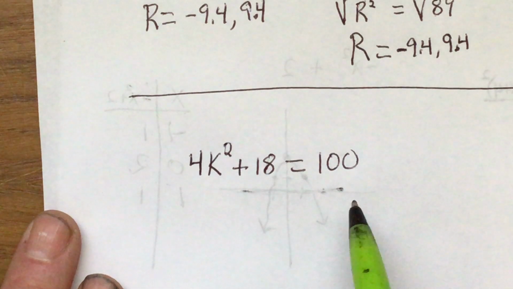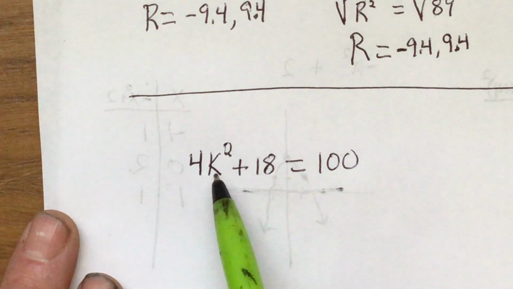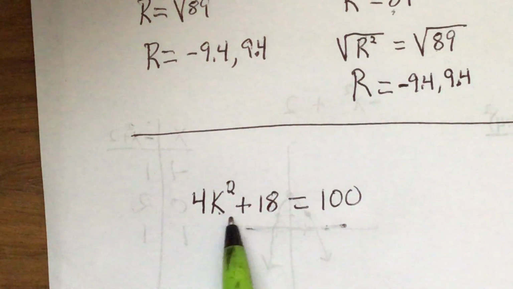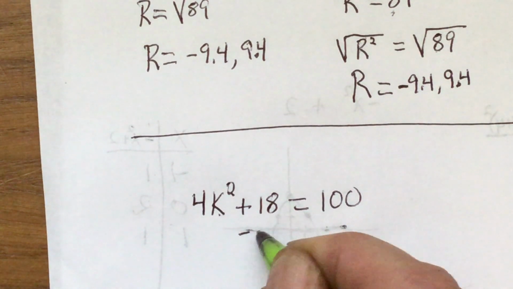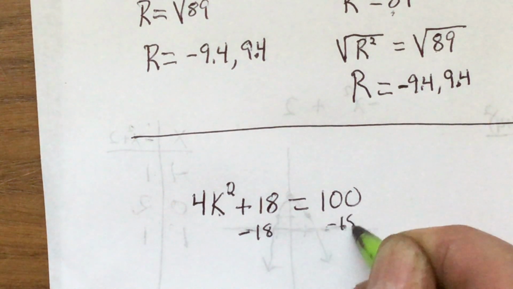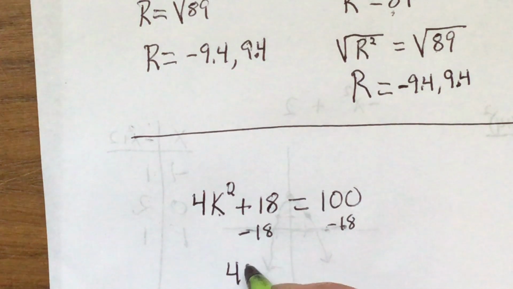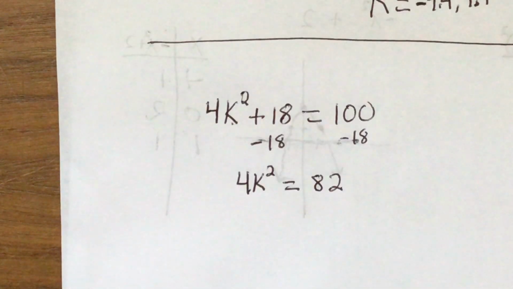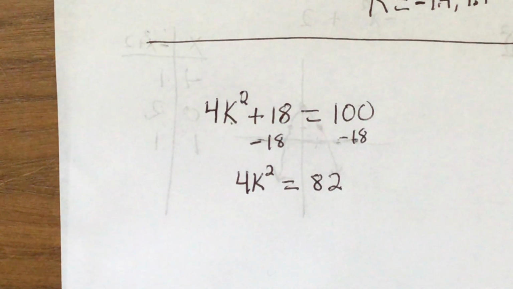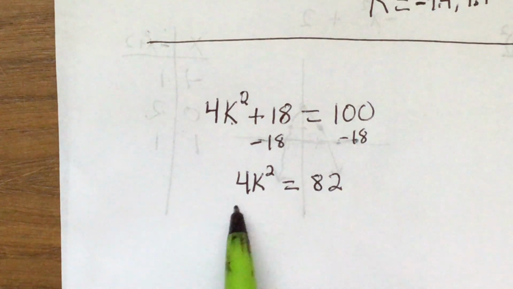Okay, start with PEMDAS backwards. What our goal is, get this k by itself. So in PEMDAS, start here. Is there anything being subtracted over here? No. Is there anything being added? Yes. So do the opposite of the add. Complete that step. 4k squared equals 82, because 100 minus 18 is 82. All right, there's nothing more being added over here.